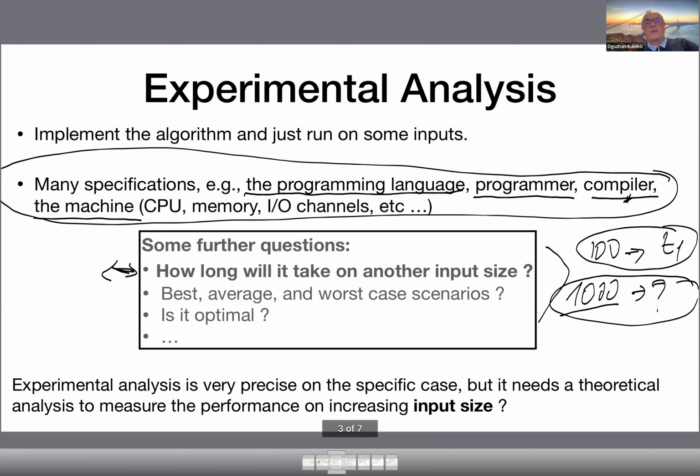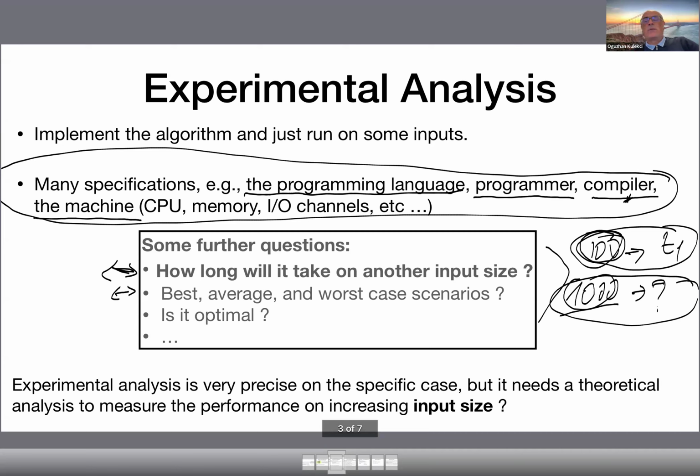Actually, no, because it is specific to that size and it doesn't tell anything about the larger one. So that is why with the experimental analysis, we cannot answer this question. Yet another question is, okay, I'm running this algorithm on this input, but how about this input? Is it a best case scenario? Is it an average case scenario? Is it a worst case scenario? We will see what best, average, and worst case scenarios are very soon.